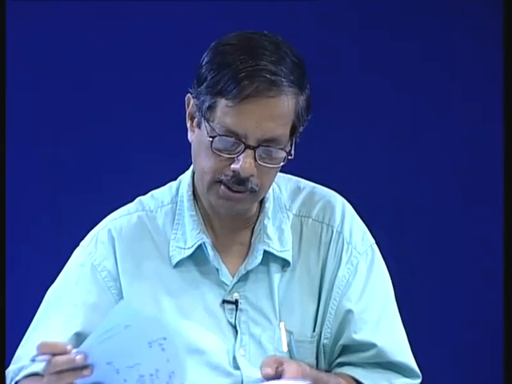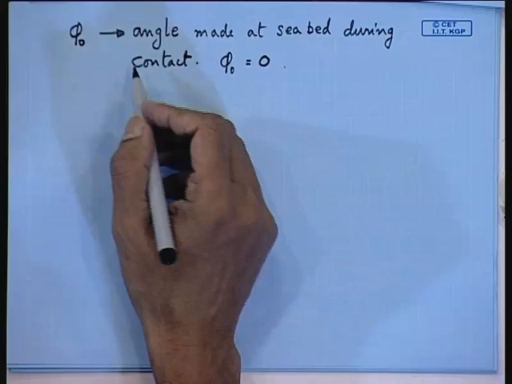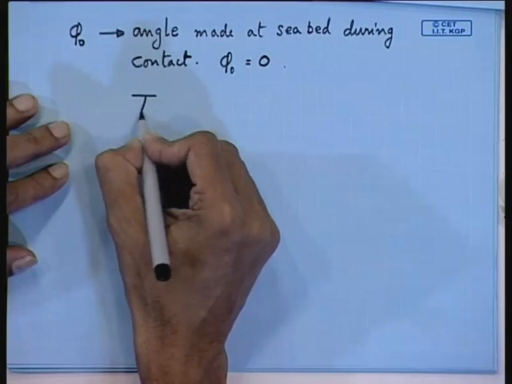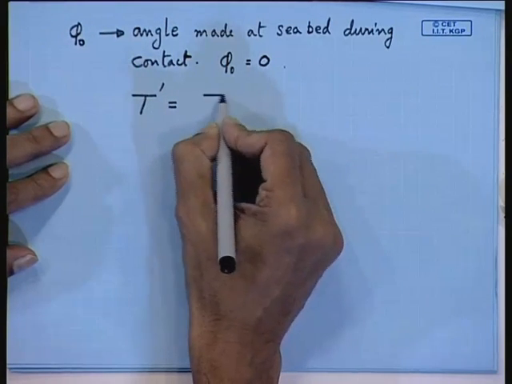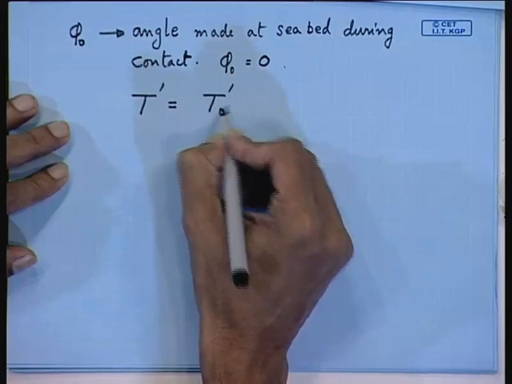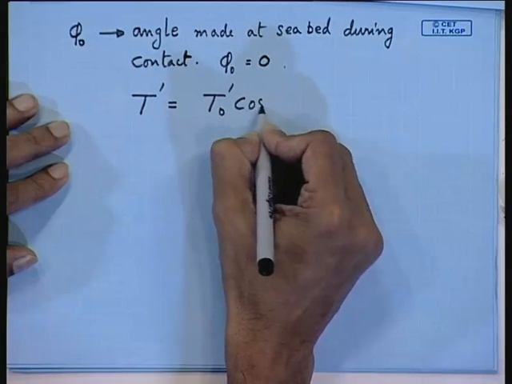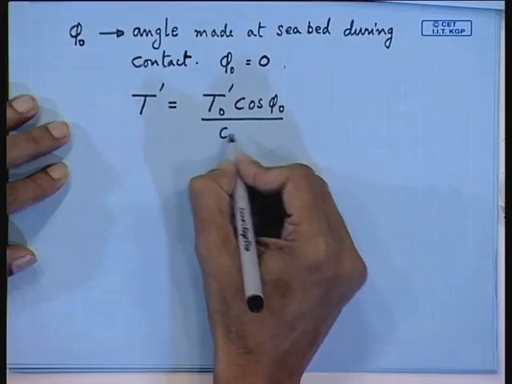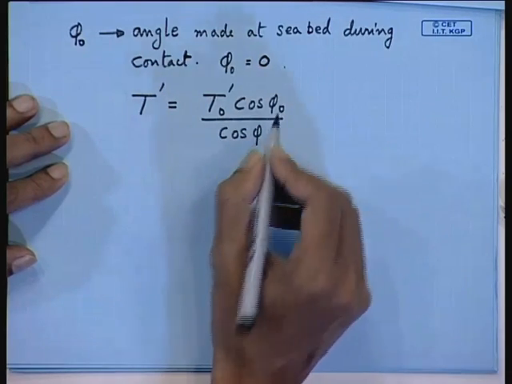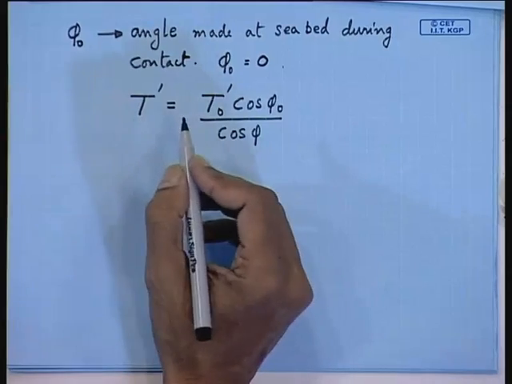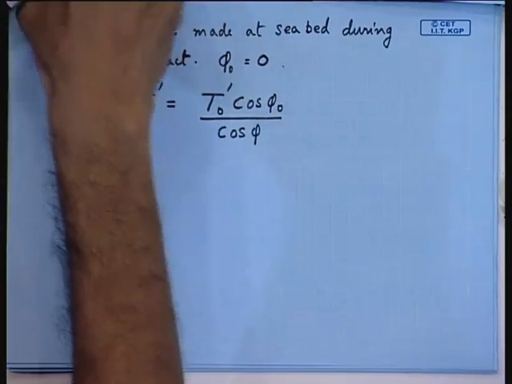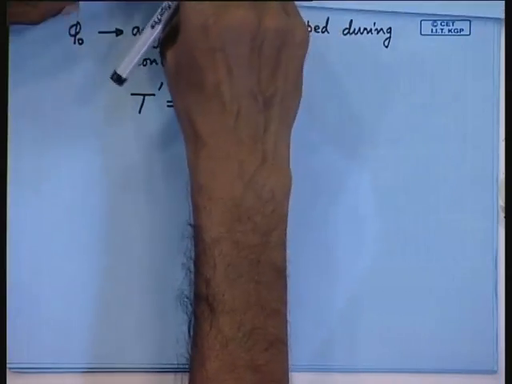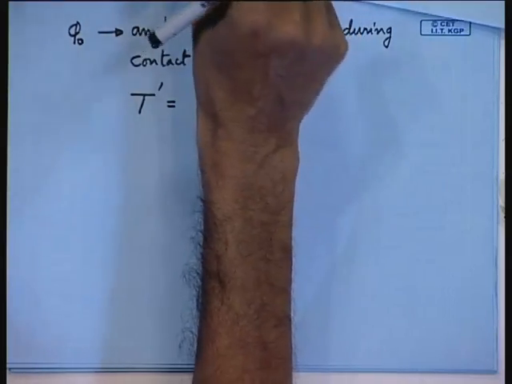So what was our expression for t prime? So t prime we have got as this expression. This is t prime naught cos phi naught over cos phi. So this expression was coming from the two equations, the dt and t prime equations, which we have divided and we have found out.